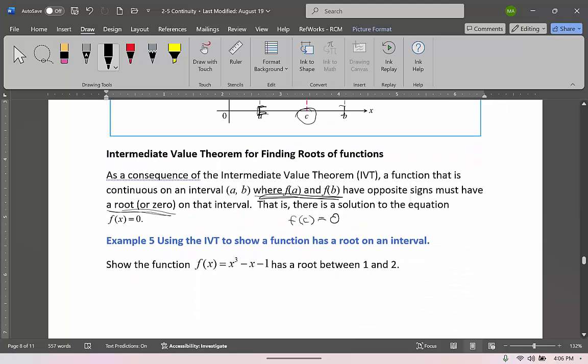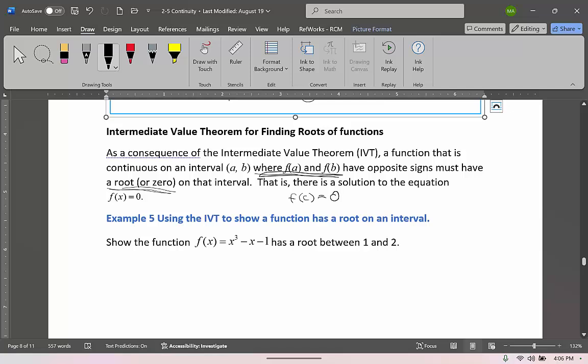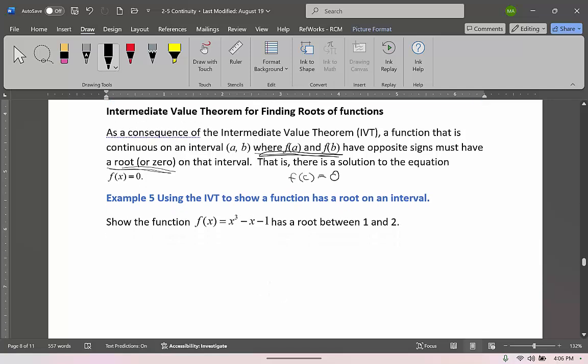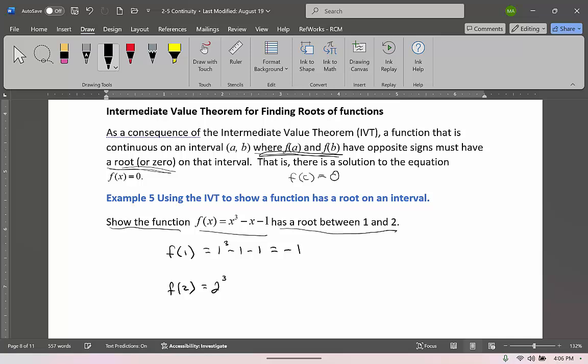Because if one is negative and the other is positive, according to this theorem, there has to be some value here that will give us 0. All right, so how can we use the intermediate value theorem to show that a function has a root on an interval? Well, this one simply says, show that this function has a root between 1 and 2. So all we have to do in this case is evaluate f of 1 and then evaluate f of 2. So f of 1 would simply be 1 cubed minus 1 minus 1, which is negative 1. And f of 2 would be 2 cubed minus 2 minus 1, which is positive 5.